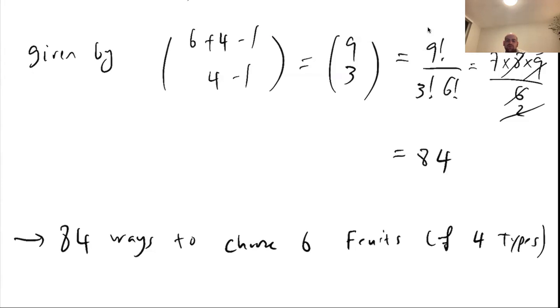So for example, one option is that we choose all 6 of them, let's say apples. One option, let's say 5 apples, 1 orange, or 5 apples, 1 banana, or all 6 bananas. So you can see that there are so many options. In total, we have 84 options. We have 4 types of fruits, but 84 ways to choose 6 fruits in total from those 4 types.